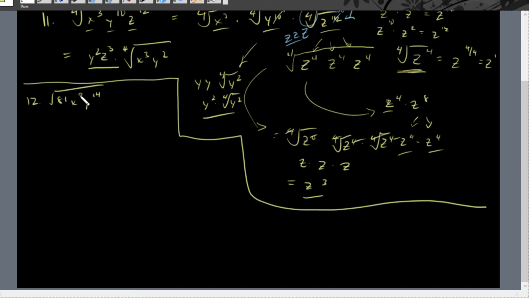And if you can't read my handwriting, I do apologize, but you should have an actual hard copy of this review, and you know what number 12 is. You've got the printed copy. So here, again, you want to think of this as the square root of 81, the square root of x to the 9th, and the square root of y to the 14th.